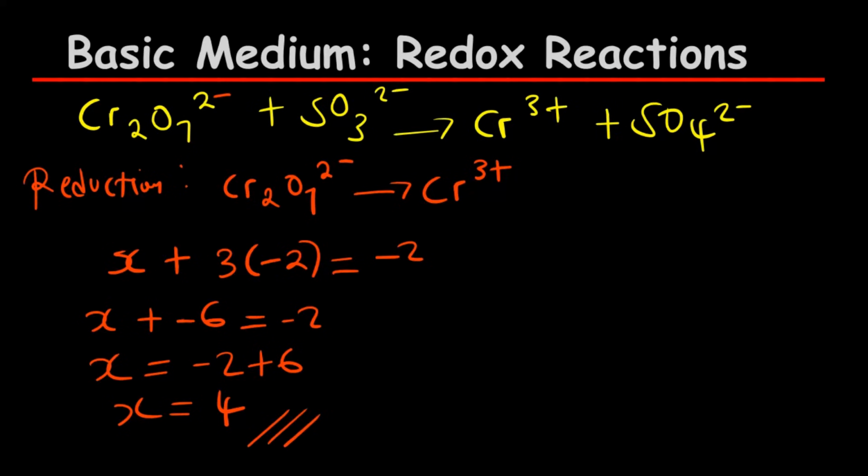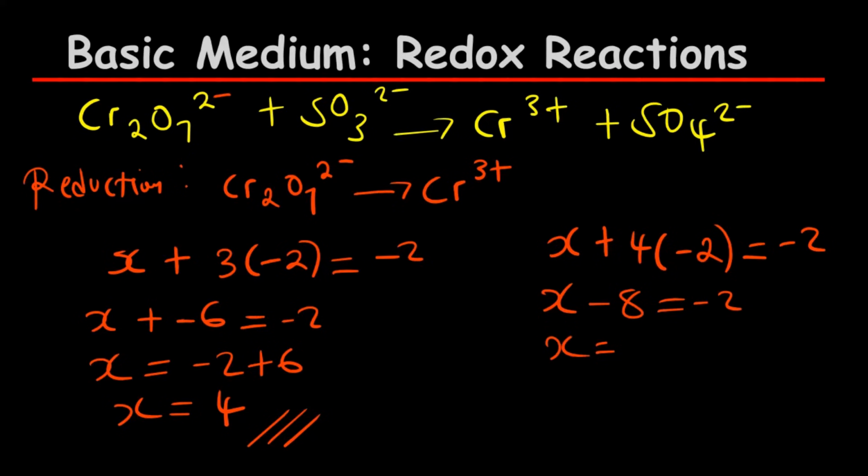When we come to the other side, we've got x plus 4 oxygens. Oxygen has an oxidation number of minus 2, and the whole compound is minus 2. So now, what do we have? x, 4 multiplied by negative 2, that is negative 8, is equal to negative 2. x will be equal to negative 2 plus 8, that is 6. So 6 plus and 4 plus.